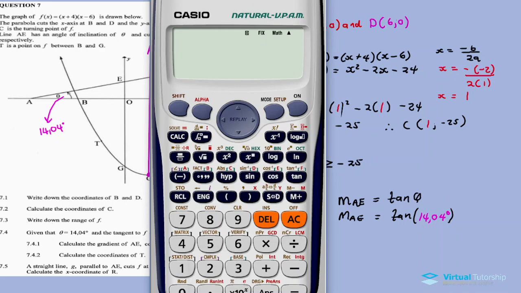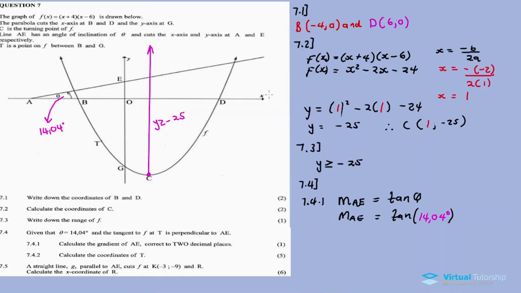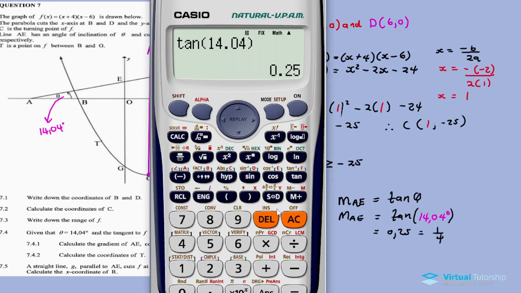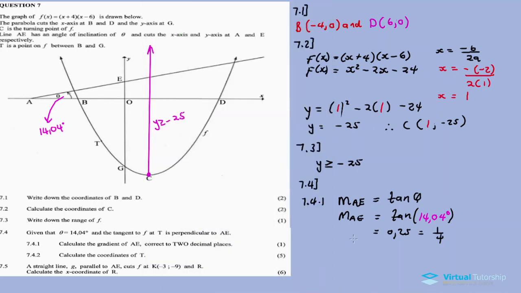The gradient of AE is tan of 14.04 degrees, which, correct to 2 decimal places, is 0.25. But 0.25 can also be written as 1/4. So the gradient is 1/4. Okay, we are done with 7.4.1.